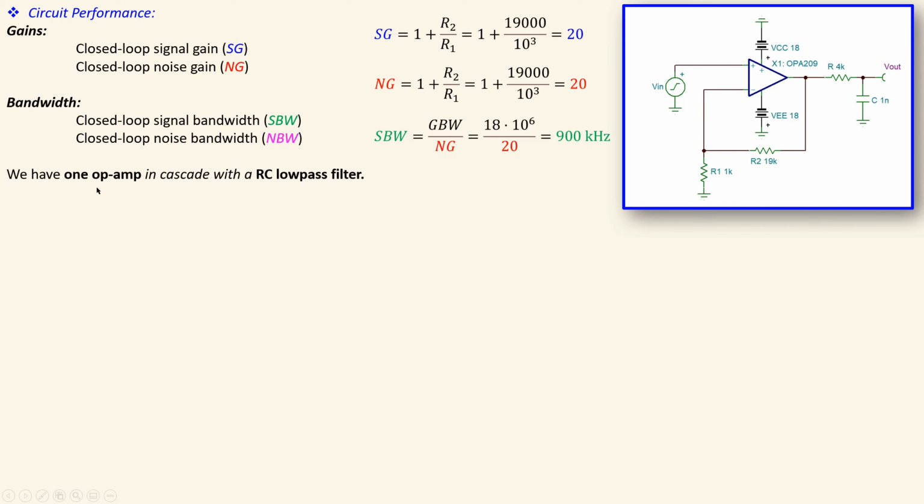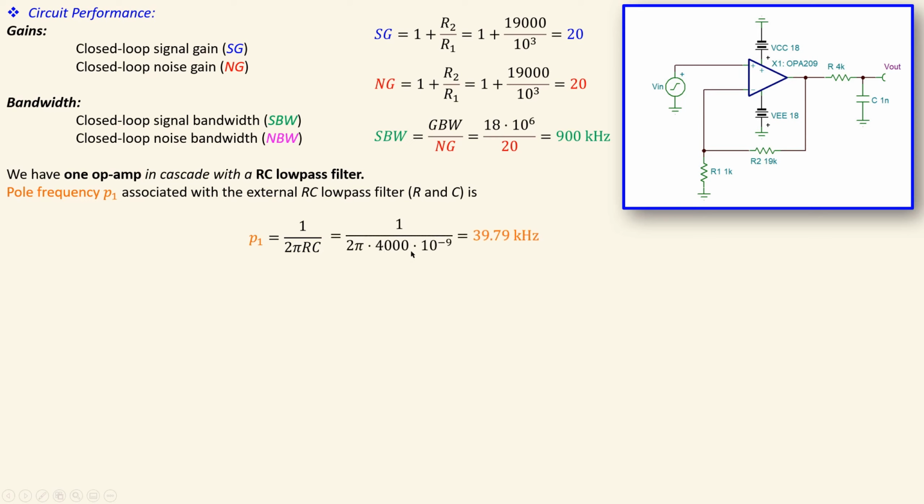But we have an op-amp and it is in cascade with the RC low pass filter. Now we need to be very careful. We need to calculate the pole frequency P1 associated with the external RC filter, which is then given by this R and C. Now that's a very familiar and very straightforward formula. P1 is then equal to 1 over 2 pi RC. Now if you calculate this, just substitute the value for R, which is 4000, and for the capacitor is 1 nanofarad. I will have approximately 40 kilohertz, and a little bit more accurate is 39.79 kilohertz.